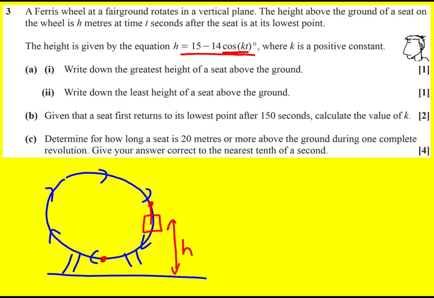So for this, you need to remember that cos actually varies between 1 and -1. So the greatest height is going to be when cos is -1. Cos of kt is -1, but I don't need to worry about that. Just cos the function is -1. So then I'm going to get 15 plus 14, which is 29. 29 meters.